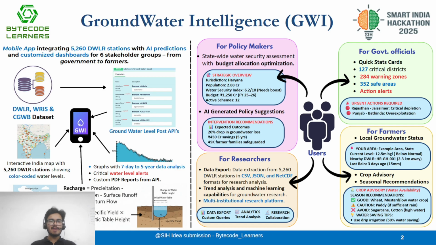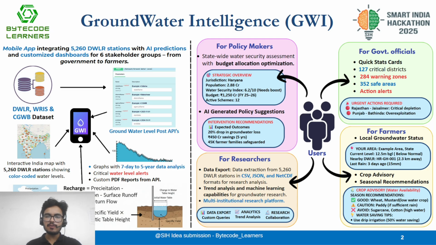So this is our mobile application, the Groundwater Intelligence application, and we are Bytecode Learners. We have made this mobile application in which we have connected DWLR data, WRIS data, and the CGWB dataset, which is provided on the government website. We are using the APIs present in these datasets to show maps, graphs, charts, recharges, and fluctuations, to help all the policymakers, government officials, researchers, farmers, and industrialists, as mentioned in our problem statement.